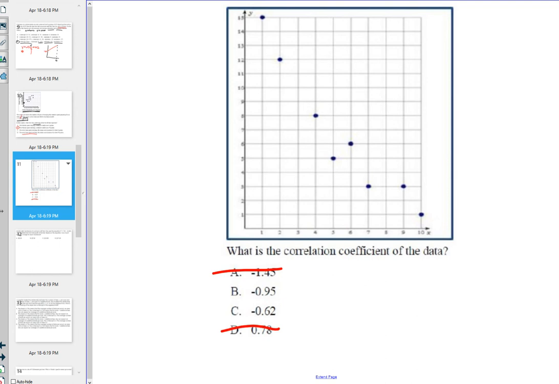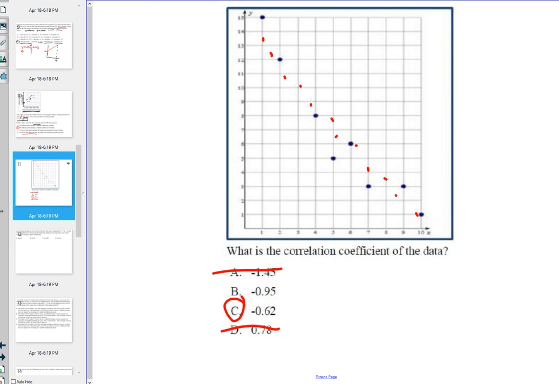Now, if you're going to have -0.95, it almost has to be perfectly straight. That is right there on -1. You have to have a super strong correlation. These points would have to be almost entirely making a straight line. There looks to be a little bit too much fluctuation here. So of the 2 that remain, I would go with C. There's no way to know for sure because we don't have a graphing calculator, but that's the one I would go with.